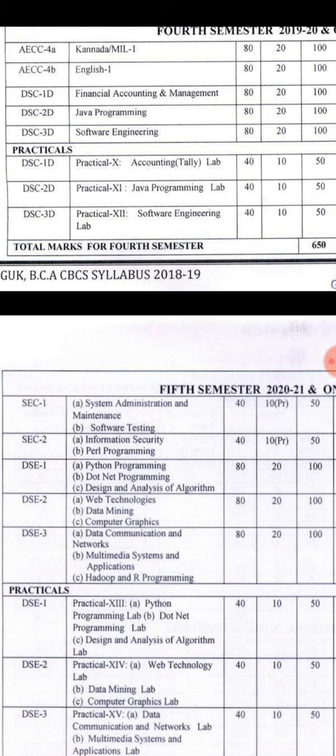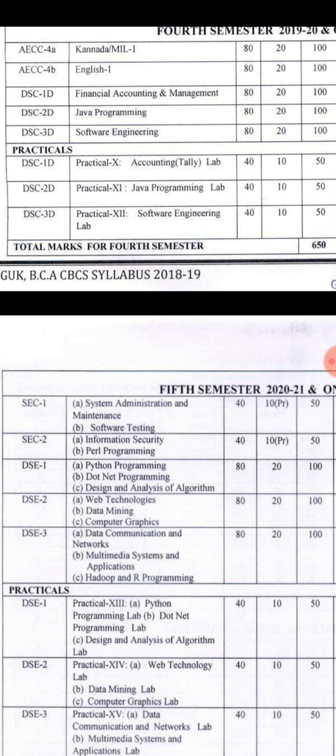Similarly, DSE2 consists of web technology, data mining and CG, computer graphics. So among these 3 you need to choose any one. Again DSE3 also, there is data communication and networks, multimedia system and application, and Hadoop and R programming. So all these are for 100 marks, 80 external and 20 internal.